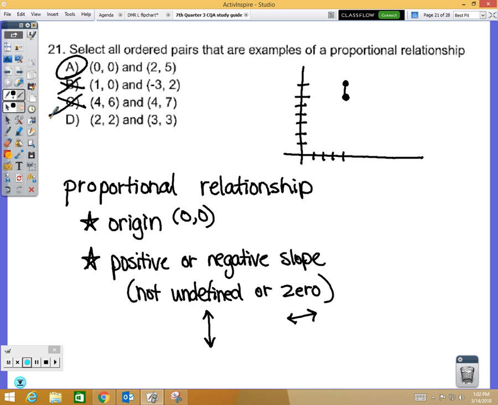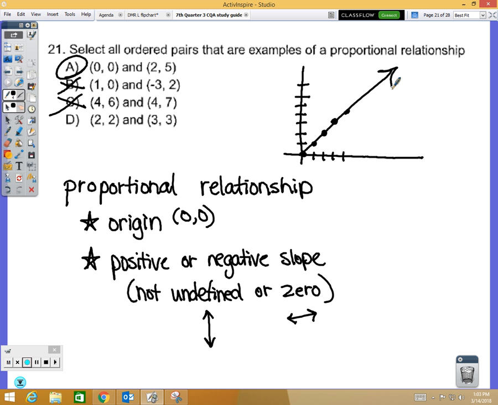So then our last one is D. D says 2, 2. So right 2, up 2. And it says 3, 3. Right 3, up 3. That would make positive slope. And that would also go through the origin, because it'd be 1, 1. It'd be 0, 0. It'd be 4, 4. Okay, so that's going to make that straight line.